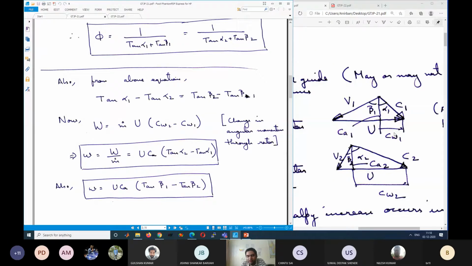Cw2 minus Cw1 is the change in the wheel component of the flow velocity, in the wheel direction. So this can be written as U Ca (tan alpha 2 minus tan alpha 1), or U Ca (tan beta 1 minus tan beta 2). In terms of either the blade angles or the flow angles, we can represent the work input required for the compressor. This is the work input that goes into the gas. Actually, the work input required is slightly larger because of losses, as we will see later.